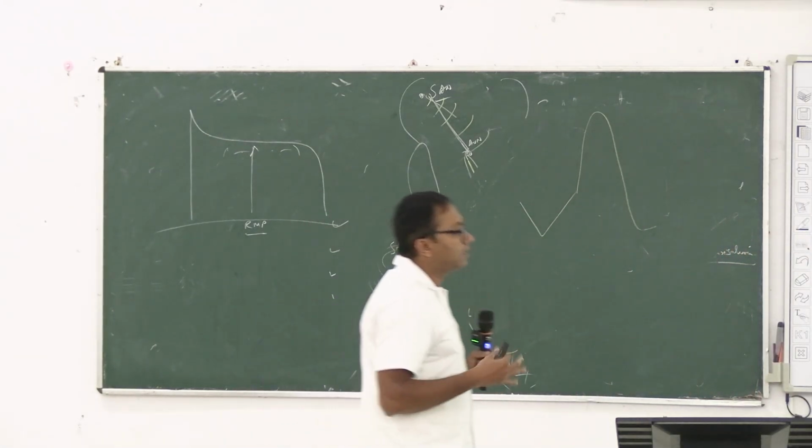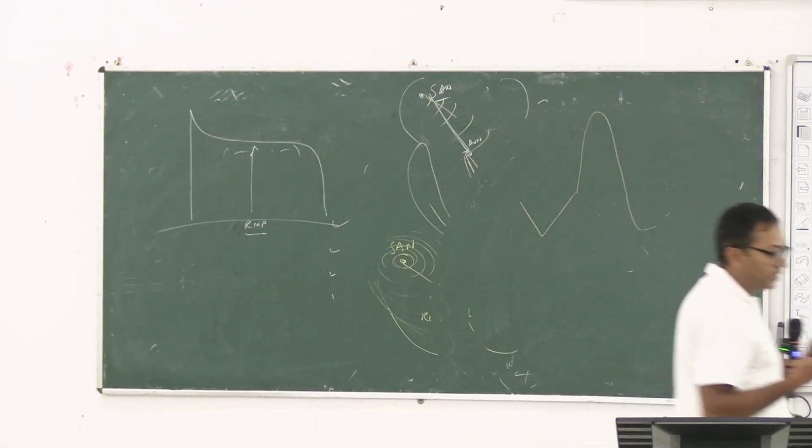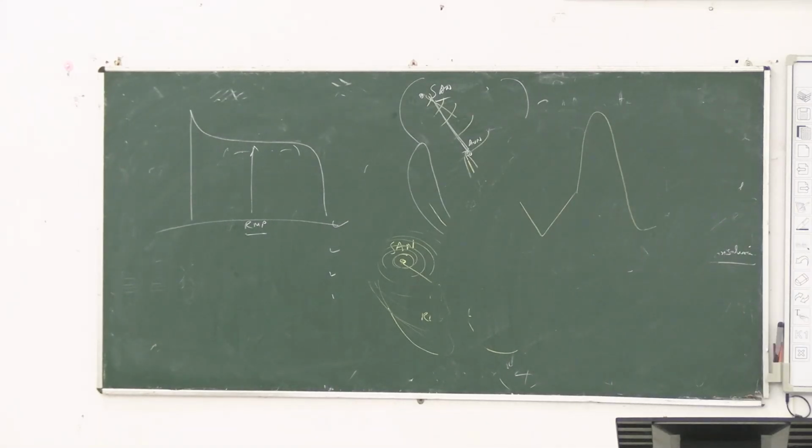Now we come to the ionic basis. Check the difference between the action potential happening in the SA node and the action potential happening in the cardiac myocyte. This is the action potential happening in the SA node, and this is the action potential happening in the cardiac myocyte. Below that we have an ECG signal.